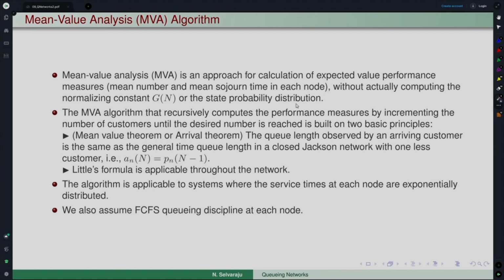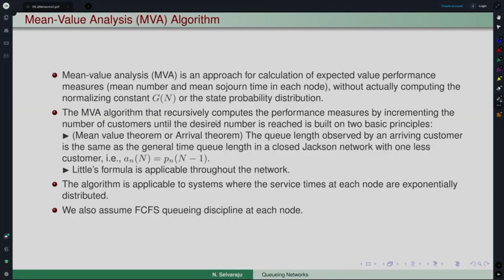How it does this is that it recursively computes by incrementing the number of customers until the desired number of customers is reached, which means that you start with 0 customers, do certain computations, and then use that to get the quantities corresponding to 1 customer in the whole network, then 2 customers in the whole network, and so on. So, suppose your number is 100, then you increment up to 100 in each step, up to 100 steps. At the 100th step you are going to get the required performance measures of the closed queuing network under consideration with those 100 customers.